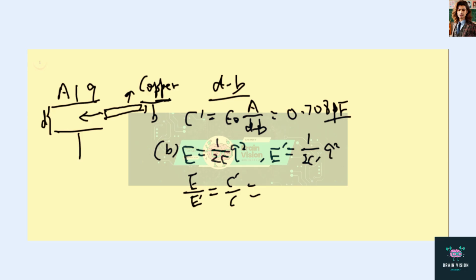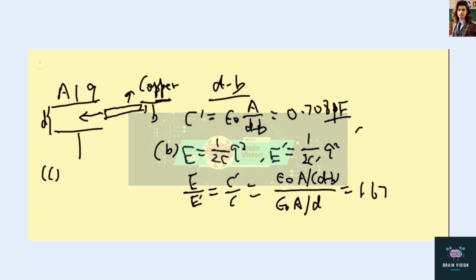We can find this by utilizing C prime equals epsilon naught A over D minus B, and C equals epsilon naught A over D. So this will give you the result 1.67.